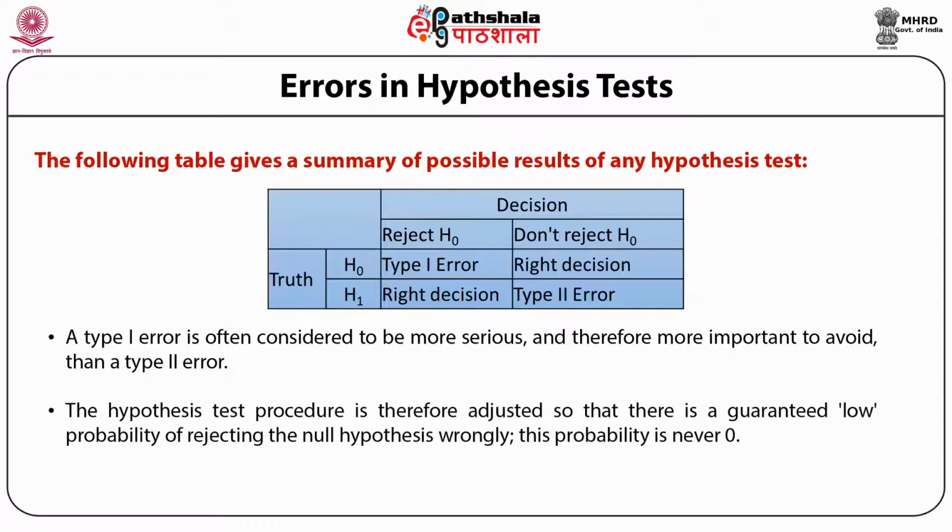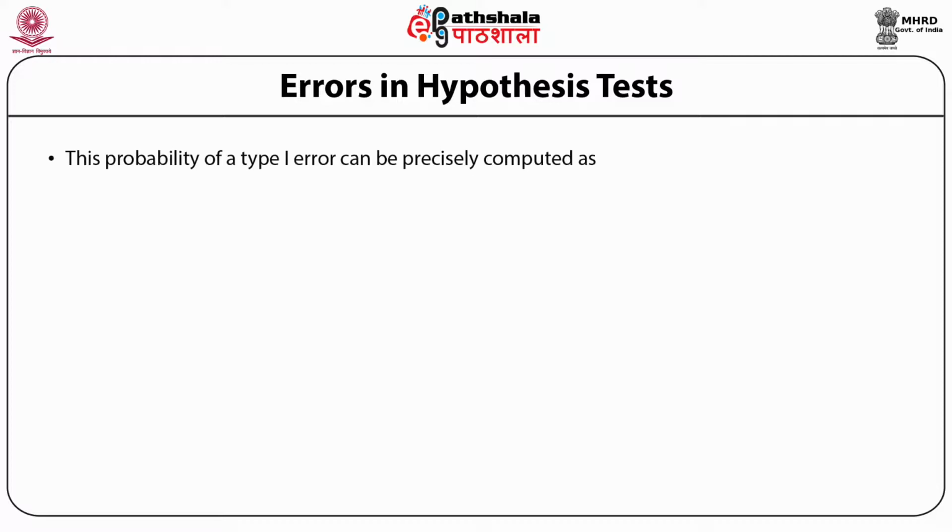The hypothesis test procedure is therefore adjusted so that there is a guaranteed low probability of rejecting the null hypothesis wrongly. This probability is never zero. The probability of a type 1 error can be precisely computed, and it is the significance level alpha. The exact probability of type 2 error is generally unknown.